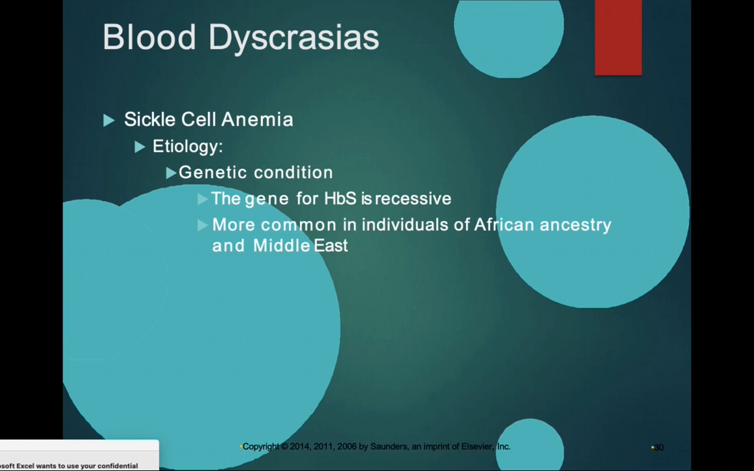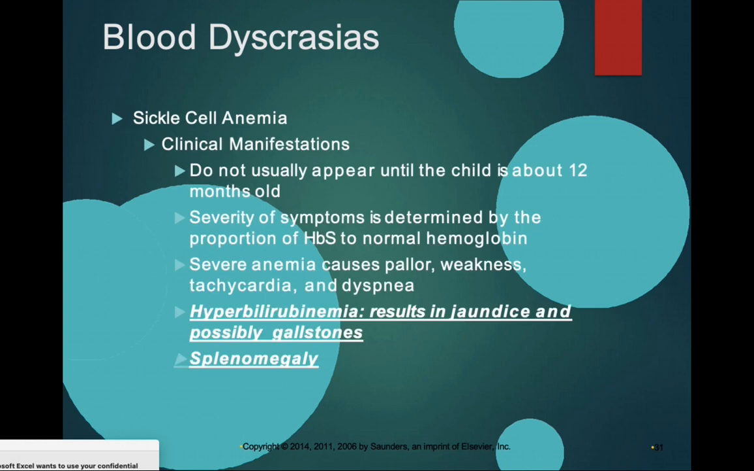Okay, sickle cell anemia, it can be a genetic condition. The gene for hemoglobin S is recessive, and it's more common in individuals of African ancestry and those from the Middle East. In terms of clinical manifestations, it doesn't appear until the child is about 12 months old. Severity of symptoms is determined by the proportion of the hemoglobin S to normal hemoglobin.